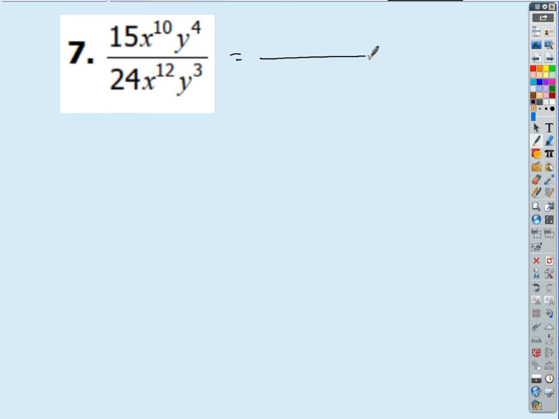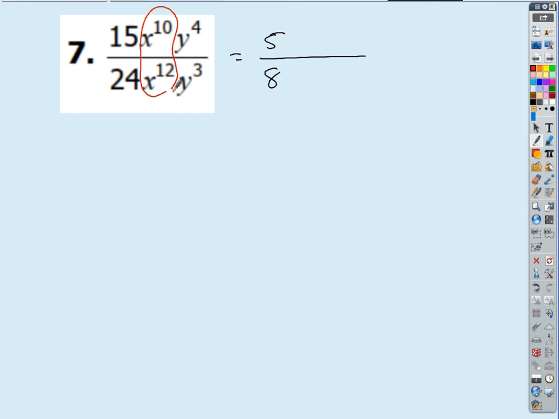So yeah, I could reduce the fraction, right? 15 over 24 reduces to 5 over 8. Okay, so I'm going to get 5 over 8. And then what about if I look at this? We'll do the same thing.